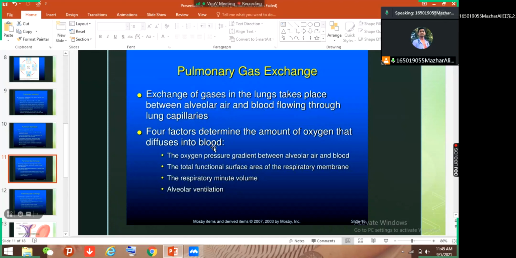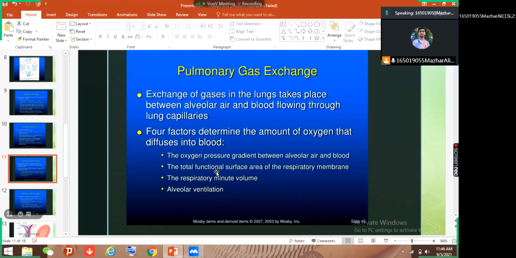There are four factors that determine the amount of oxygen that diffuses into blood. The first factor is what? The oxygen pressure gradient between alveolar air and blood. Very important thing. When the oxygen pressure in the alveoli becomes high, then oxygen diffuses. This is the definition of diffusion: oxygen diffuses from the alveoli, from high concentration to low concentration, into the capillary.